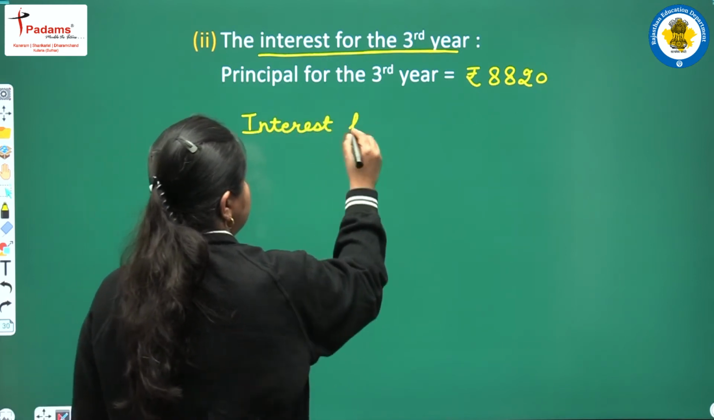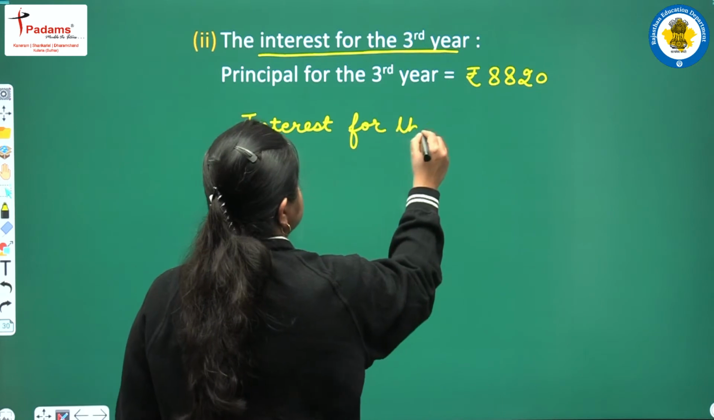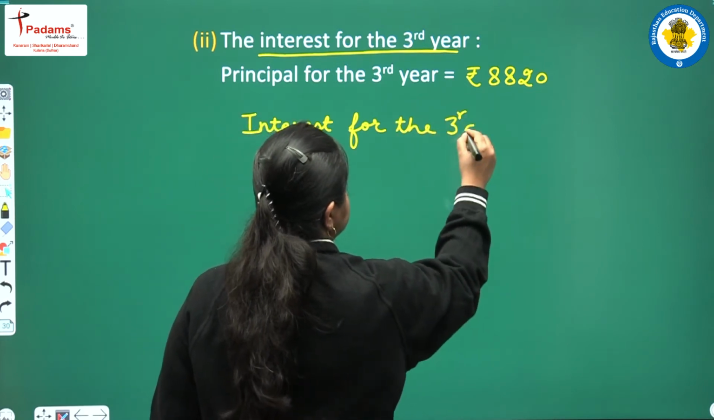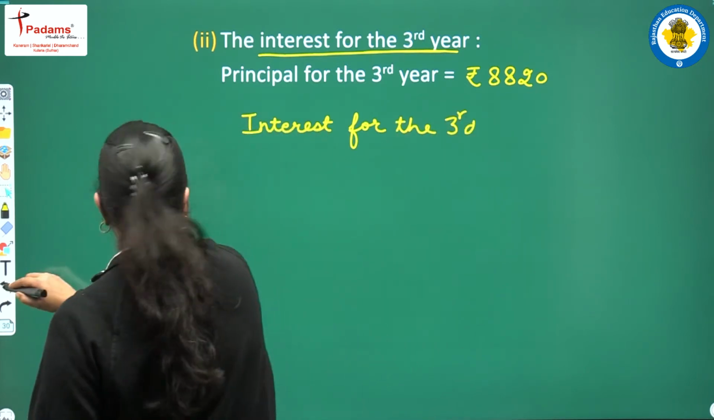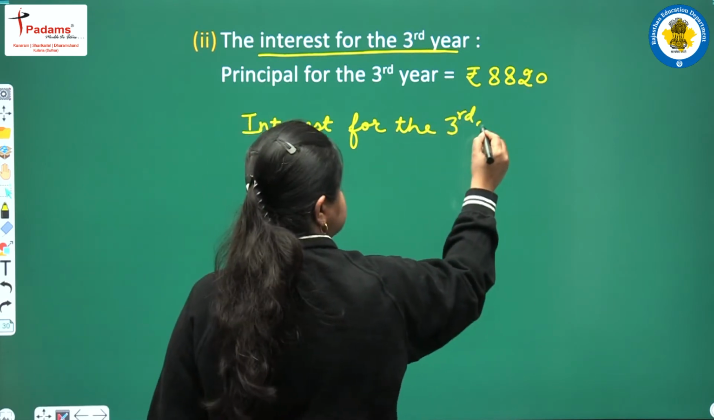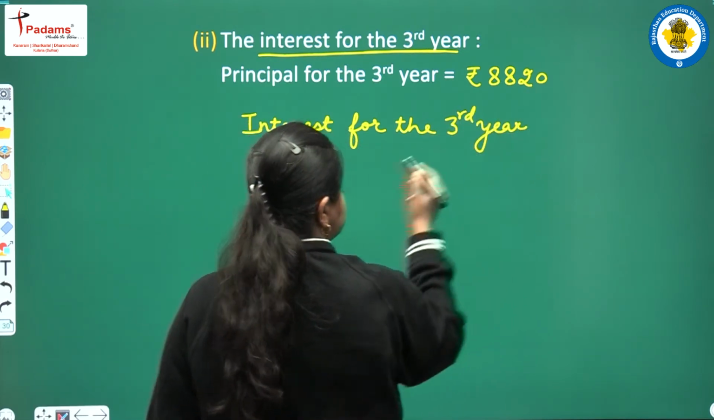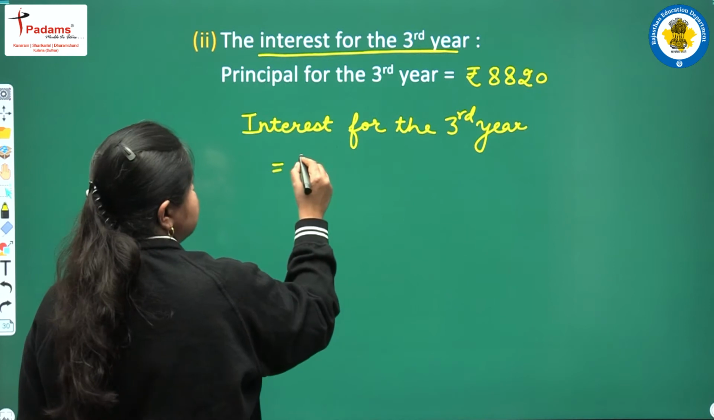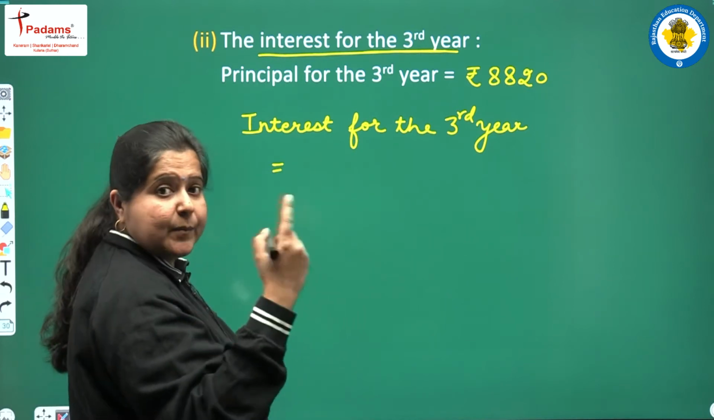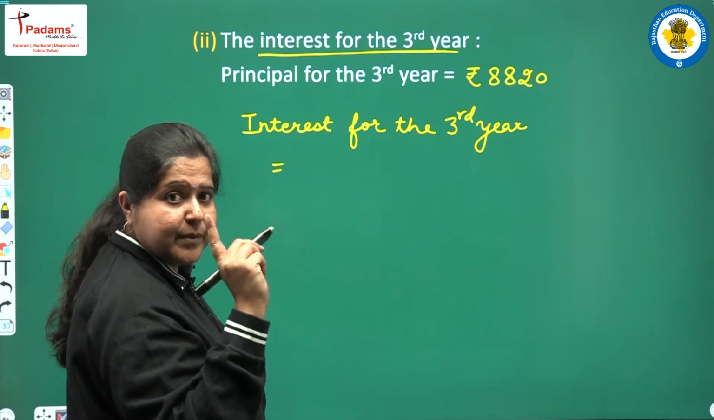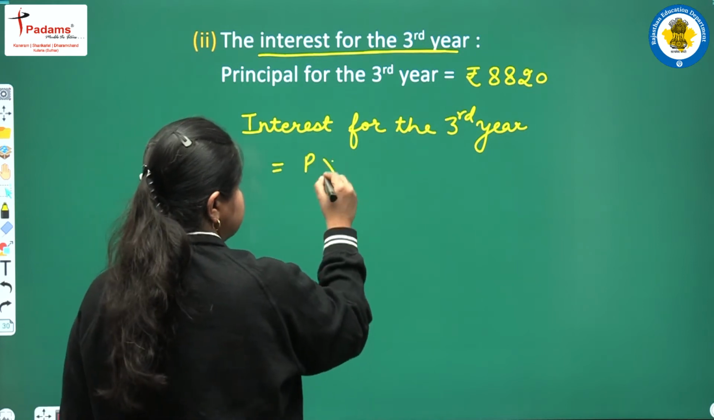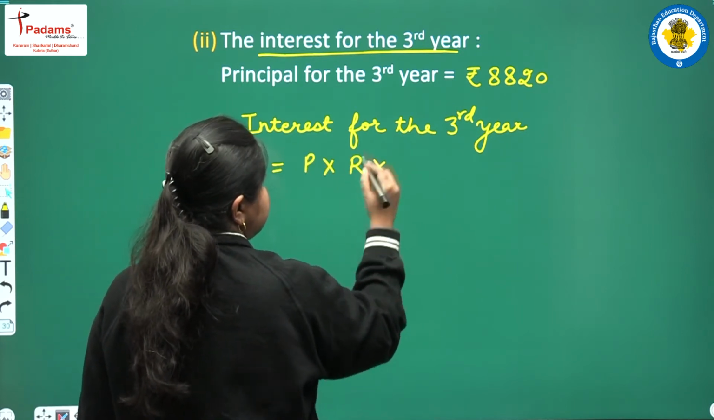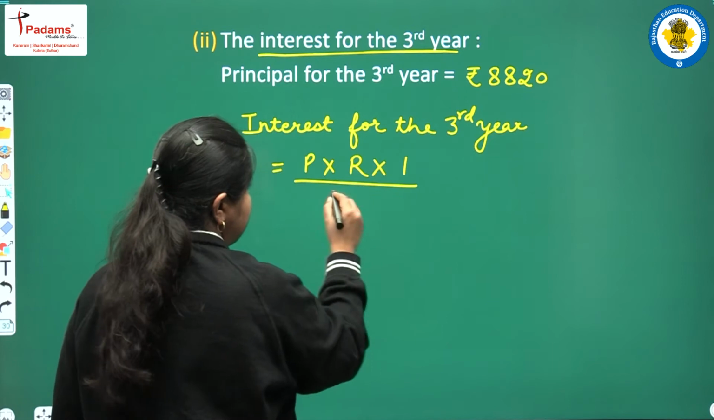Interest for the third year, let me write it properly, this will be equal to principal into rate into time upon 100. We will use the simple interest formula, principal into rate into 1 year upon 100.